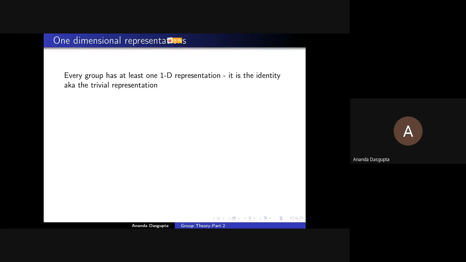Not to be confused with the identity element of a group. This is the identity representation, which simply says replace every group element, or associate every group element, with a single number, the number 1. So that's it. Notice that this is a perfectly valid representation because if you do D(g1 g2), that D(g1 g2) is of course 1, but that has to be equal to D(g1) times D(g2), but 1 times 1 is 1. So it's as simple as that.